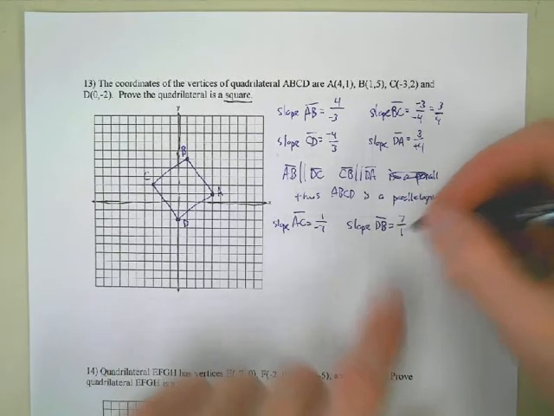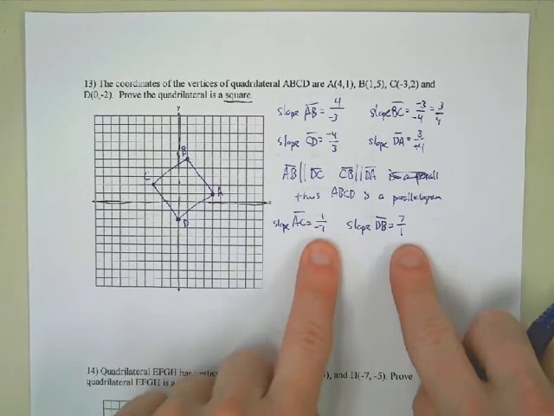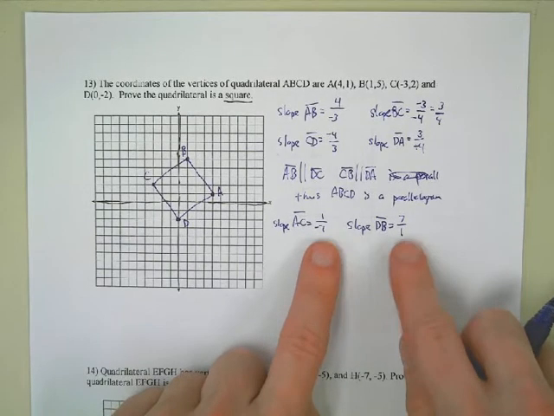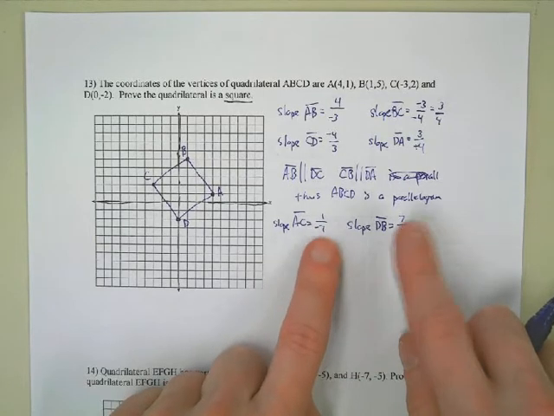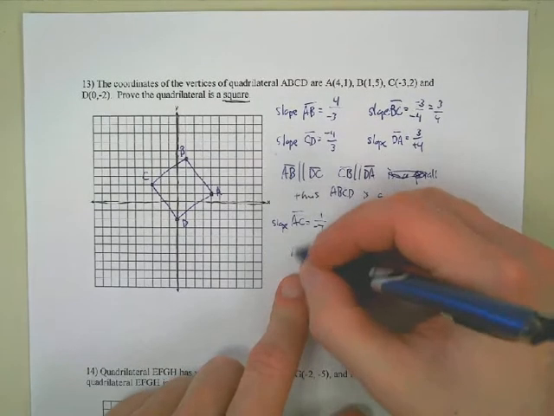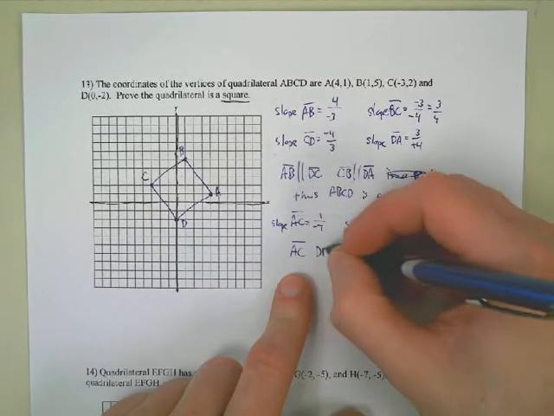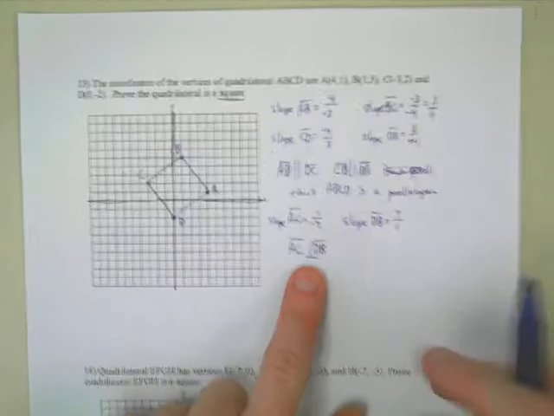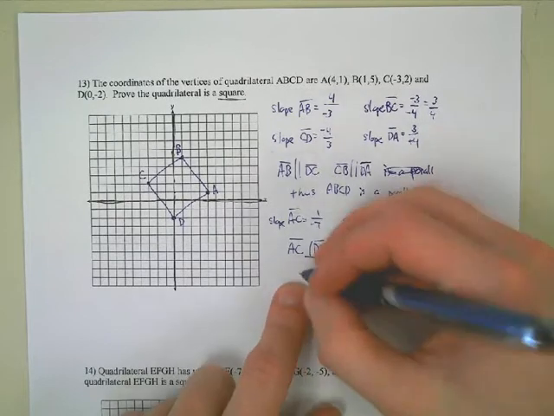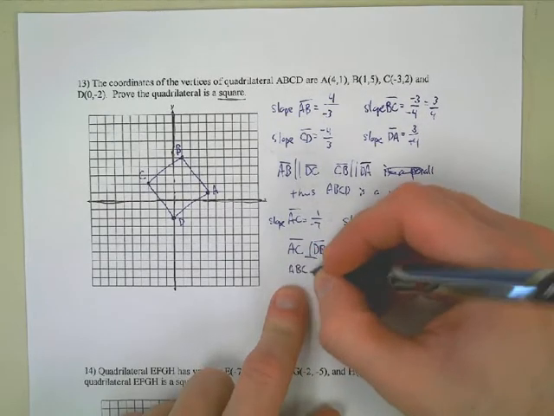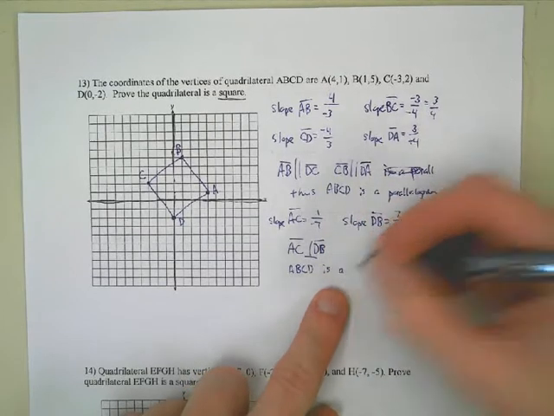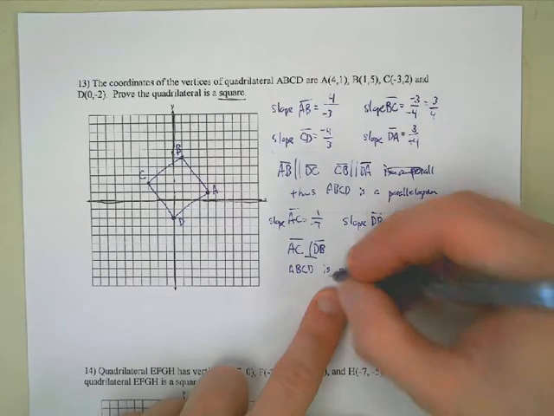With these two slopes, the diagonals are going to be what here? Anybody? They're opposite reciprocals, meaning they are perpendicular. That's right. And so if that's true, ABCD is a what? A rhombus. That's right.